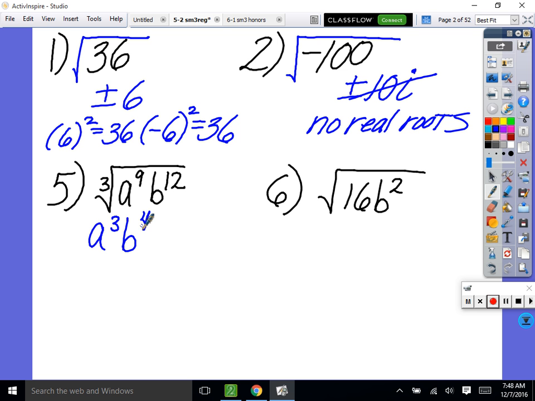The only time we need absolute values is if you have an even root and odd exponent. Is that an even root? No, so we don't need absolute values. Okay, moving on to number 6. This one is a square root.